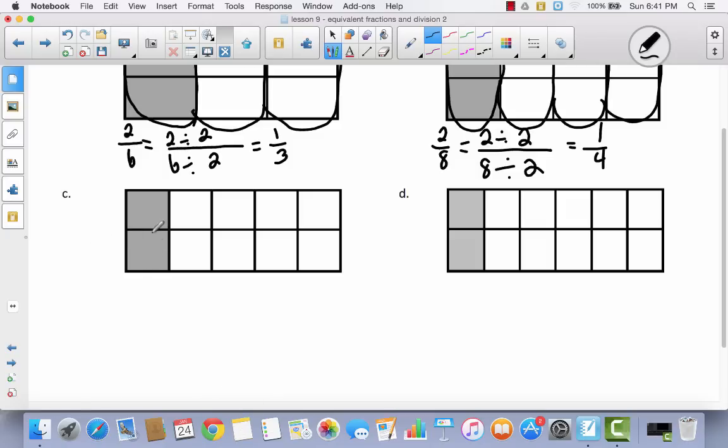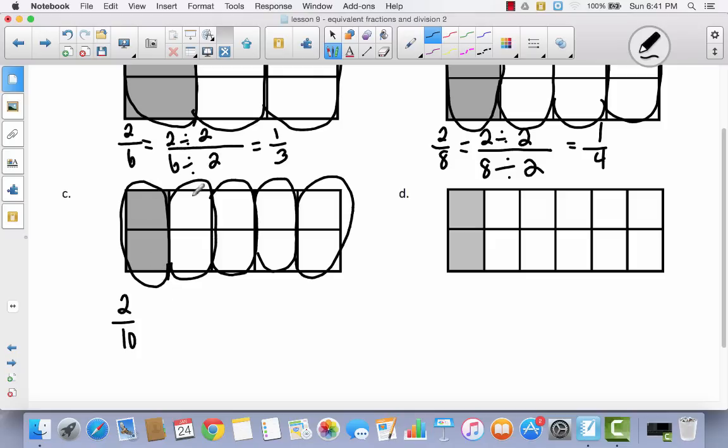I've got 2 out of 2, 4, 6, 8, 10. So I have 2/10. And now I'm going to compose. Again, I'm just going to put my 2 shaded together. So that becomes a group. This becomes a group. This becomes a group. So notice I'm just making groups of 2. So now, instead of having 2 out of 10, I have 1 out of 1, 2, 3, 4, 5. So 2/10 is equal to 1/5.